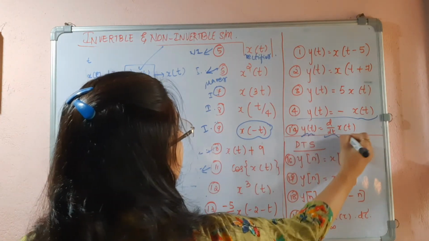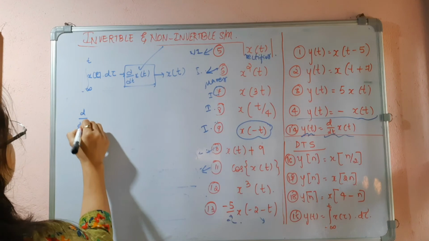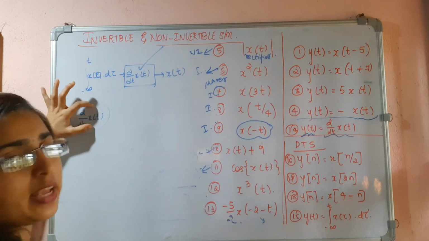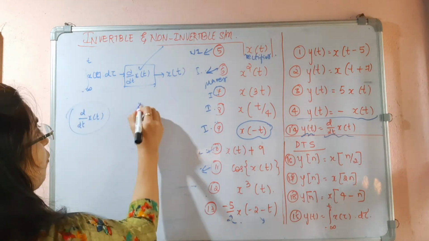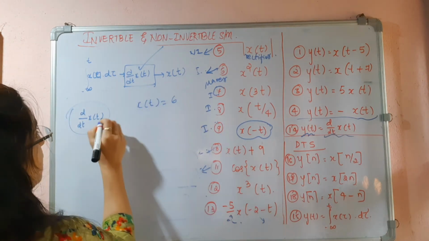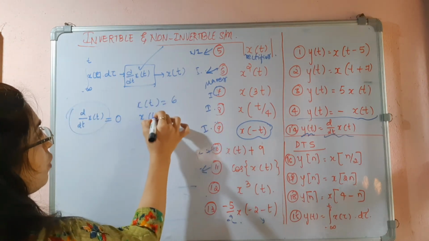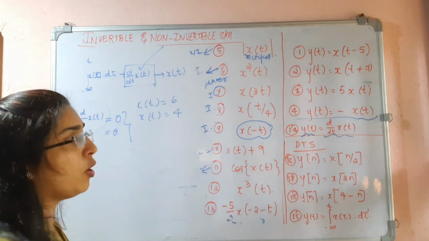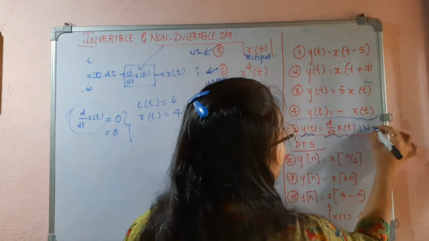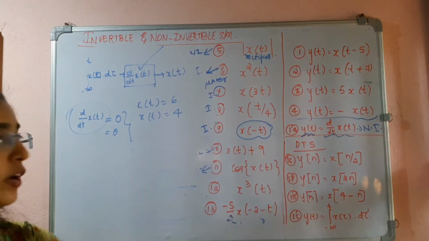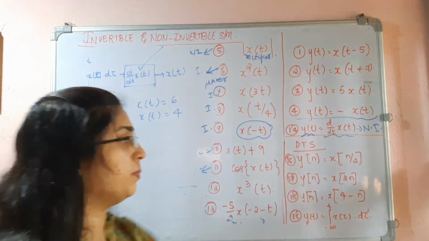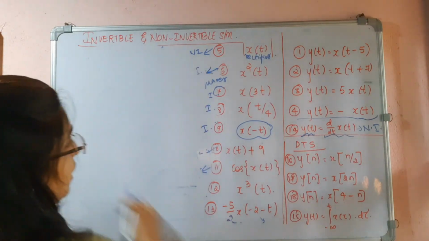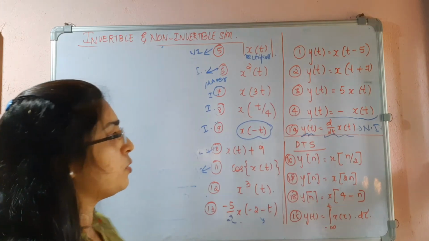So y of t is d by dt of x of t. Suppose this is the input now. What happens is, if x of t is a constant, if x of t is equal to 6, the output is 0. If x of t is equal to 4, this is 0. So it is producing the same output. So this will be a non-invertible system. Differentiator is a non-invertible system. And the same procedures hold good in the case of discrete time systems also.